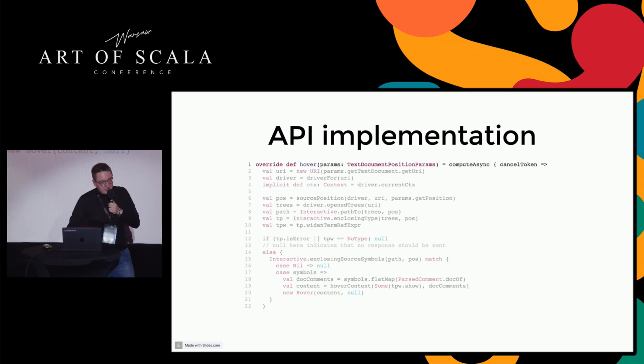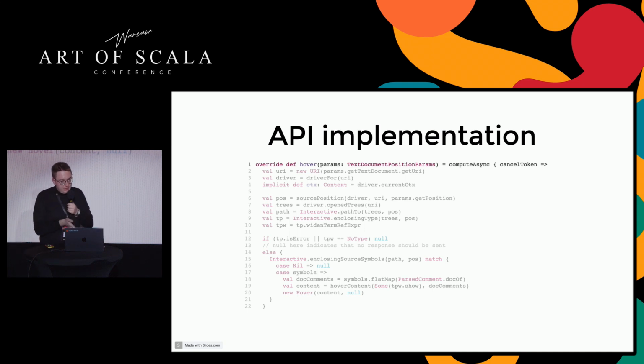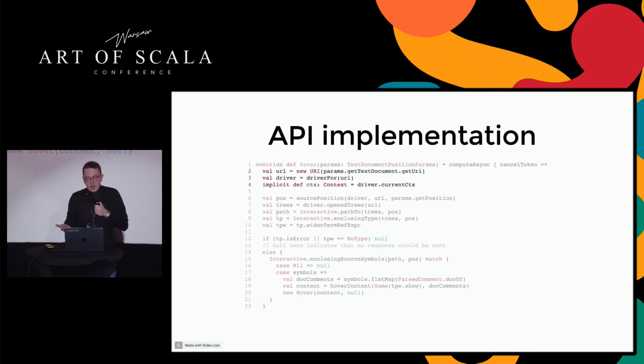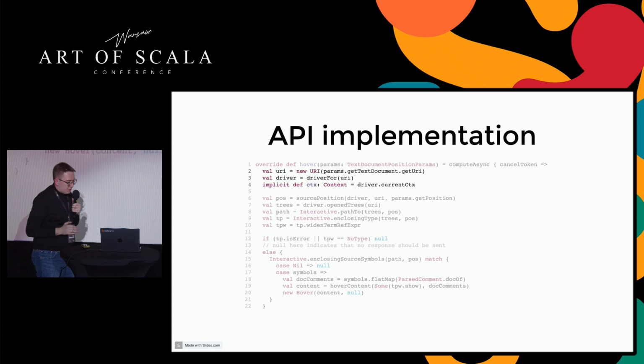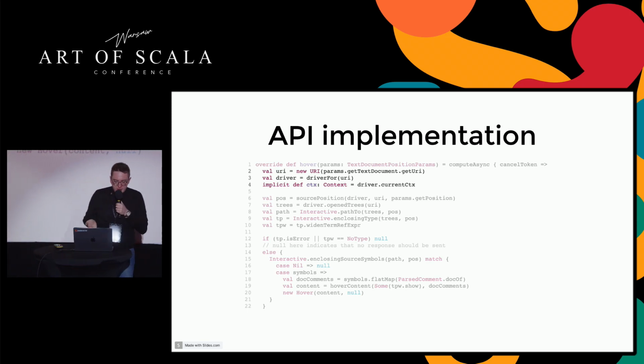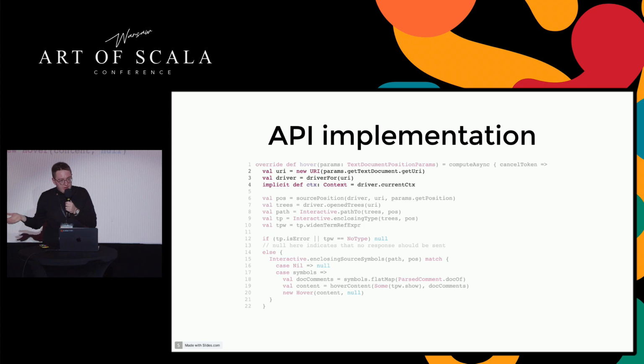And let's go and see an example implementation of some methods. I have shown you previously how hovers work in a very abstract example. Let's go a bit deeper into how the code actually looks in your IDE. This code takes params, which is basically a position and the URI of the file you are in, something which is provided to us by the editor. Then we do some steps that are required to continue. First we create a Java URI from the string. Then we run the method driver for this URI.